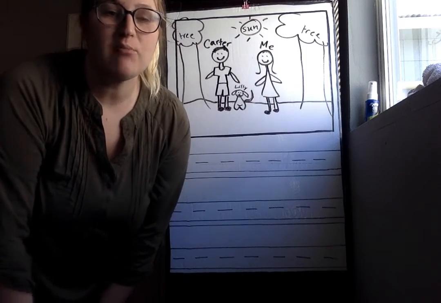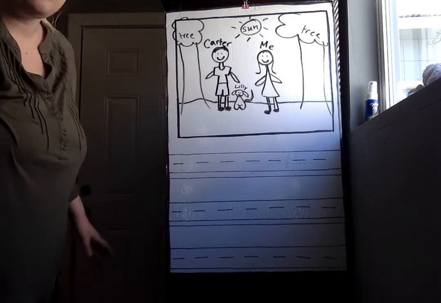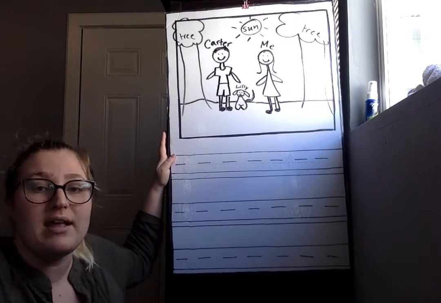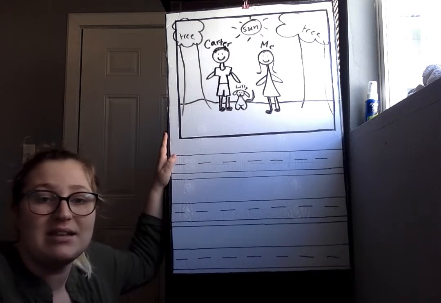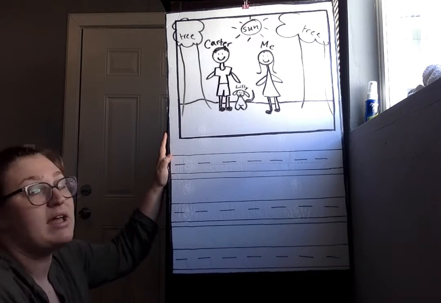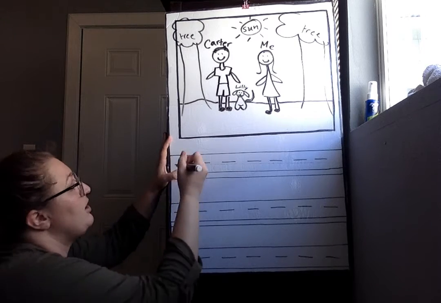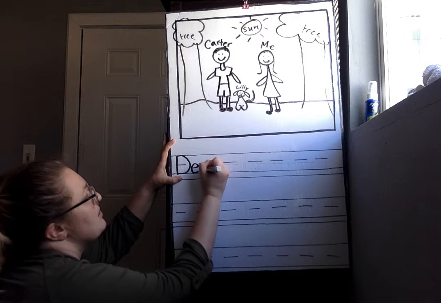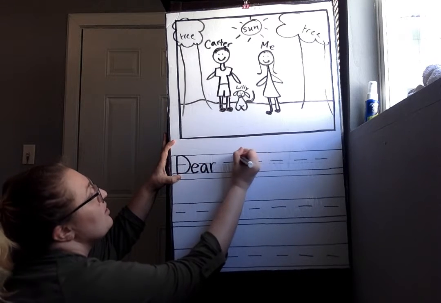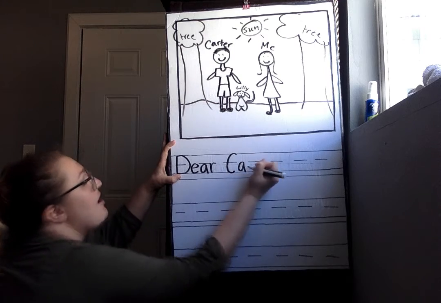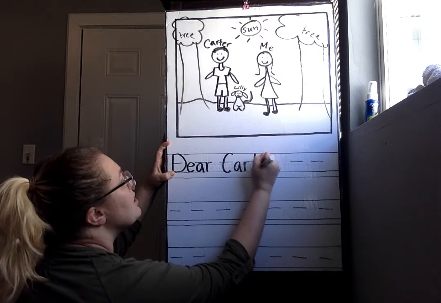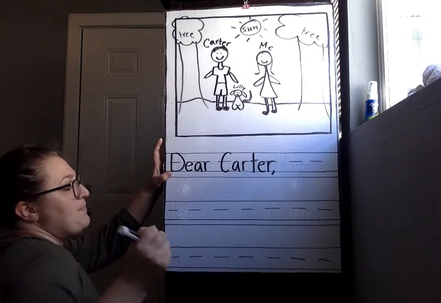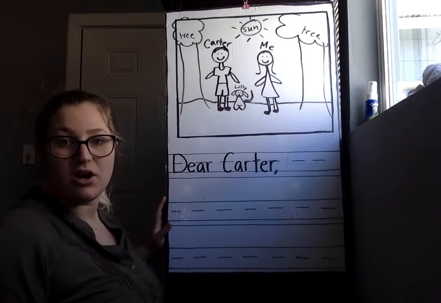All right, once you have labeled your picture, you're ready to write your letter. So to start a letter, it starts a little different than when you're just writing normally. You're going to write either dear or to. You're going to say the name of the person that you're writing to. So I'm going to write Dear Carter because I'm writing to Carter. So I'm going to write Dear Carter. All right, and I'm going to write 2 sentences to Carter, all right?